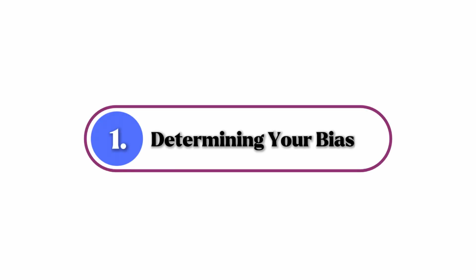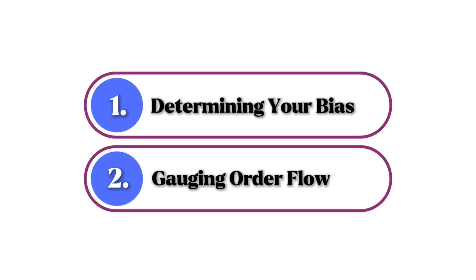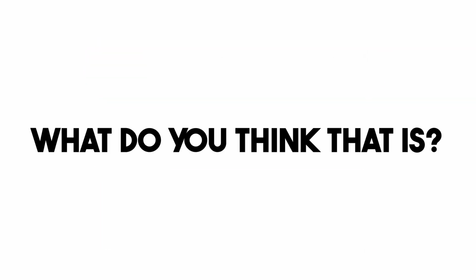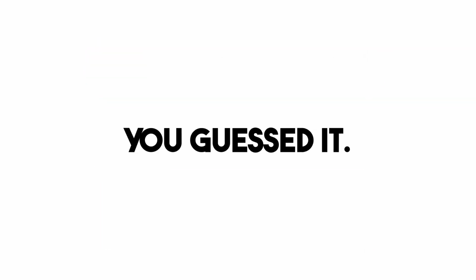There are four key crucial components to trading profitably according to ICT. 1. Determining your bias. 2. Gauging order flow. 3. Executing your entry model. And 4. What do you think that is? That's right, you guessed it.